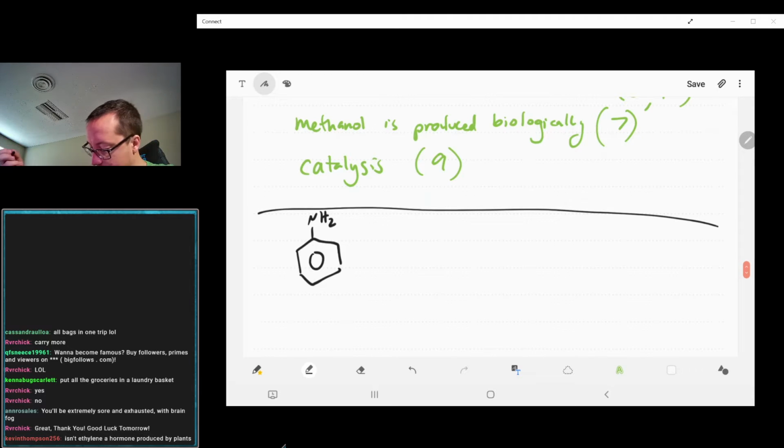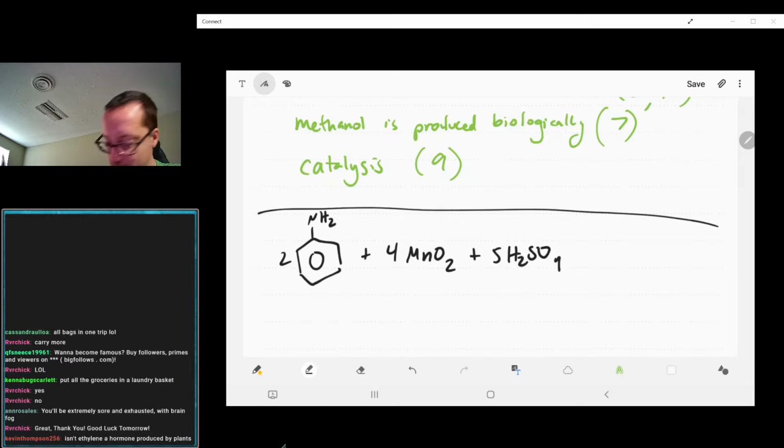We use aniline, 2 of these, some manganese, manganese 4, plus some sulfuric acid. As a result, we get our product of interest, which is the hydroquinone. That's that first molecule there. Actually, that's just quinone. It is not yet hydroquinone.